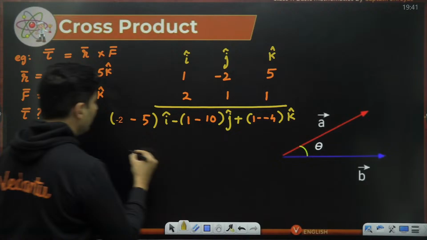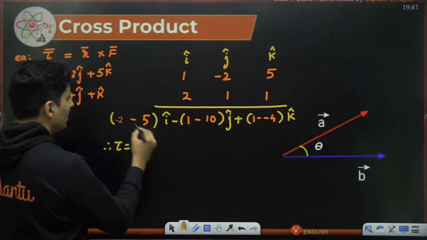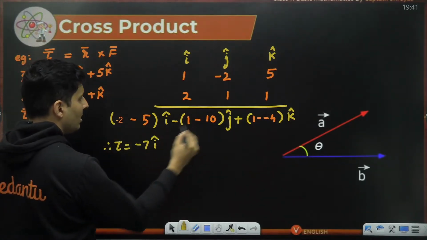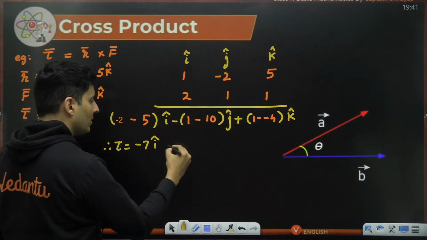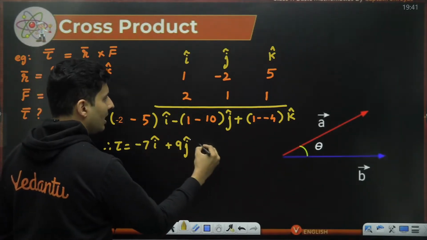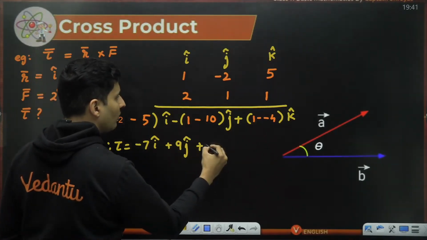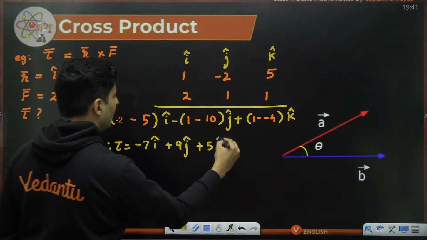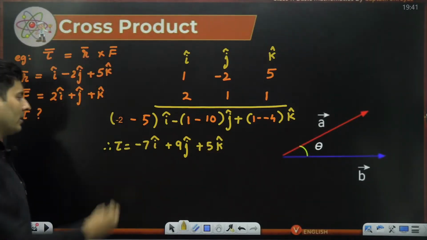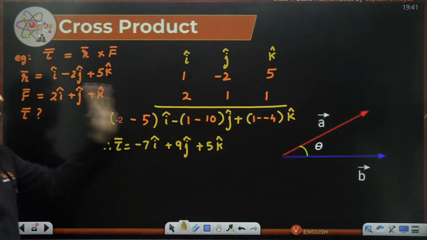So what will this be? Therefore, torque will be equal to minus 7 i cap. 1 minus 10 is minus 9, so it will become plus 9 j cap. And minus minus is plus, so plus 5 k cap. That is the torque vector over here.